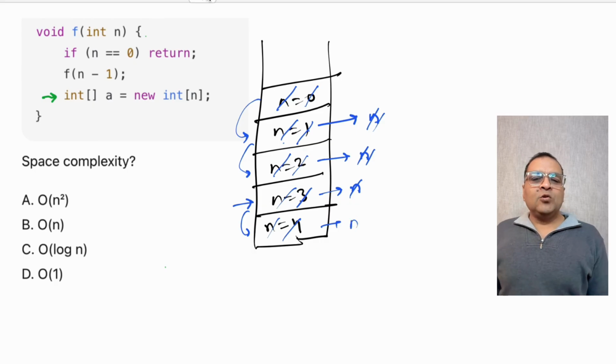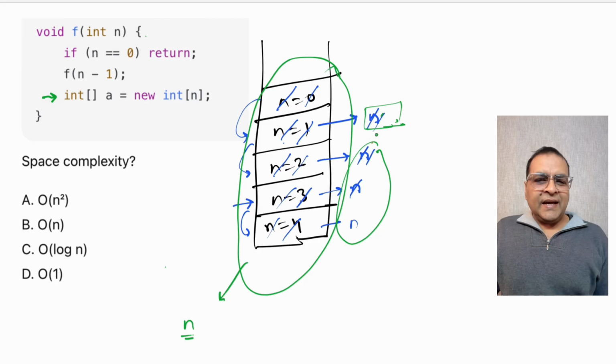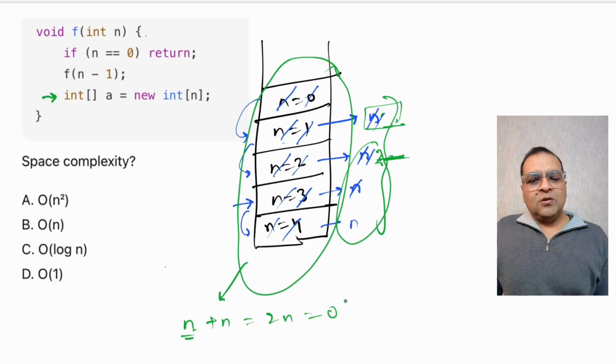So what can we conclude about the total memory taken? See, these stack frames are taking n memory. So the memory taken by the stack frame itself is n. At any point, there is only one array. When this array was present, these arrays were not there. When this array deallocates, only then the control comes to n minus 2, and then this array will be allocated. So at any point, only one instance of these arrays will be there. Therefore, the total memory taken will be n plus n, that is 2n. 2n is also big O of n. Therefore, B is the correct answer.